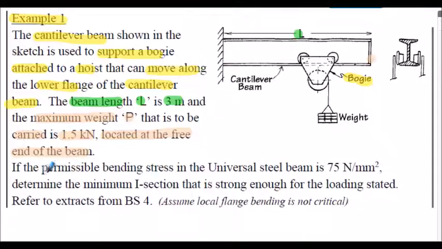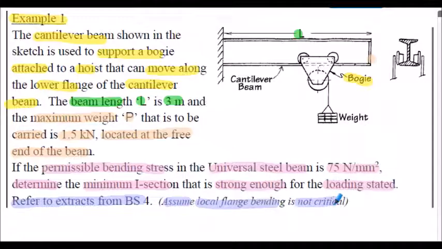If the permissible bending stress in the universal steel beam is limited to 75 newtons per millimeter squared, we've got to determine the minimum I section that's strong enough for the loading stated in the question. We'll refer to British Standard 4 extracts for universal beams, and we'll assume that the local flange bending is not critical. In other words, this flange here doesn't locally bend. We're going to just look at the overall bending of the I section.